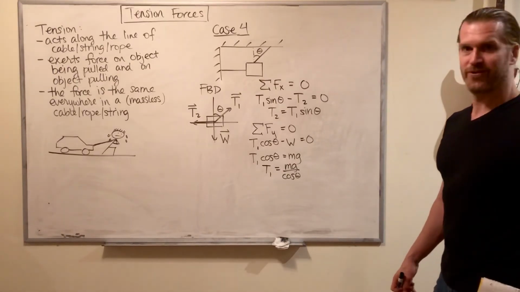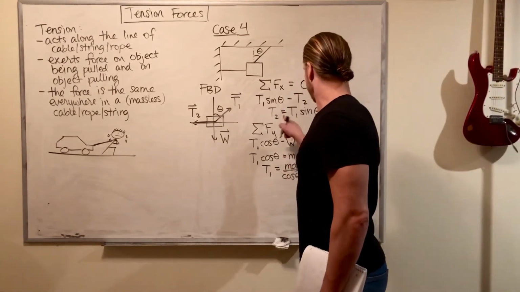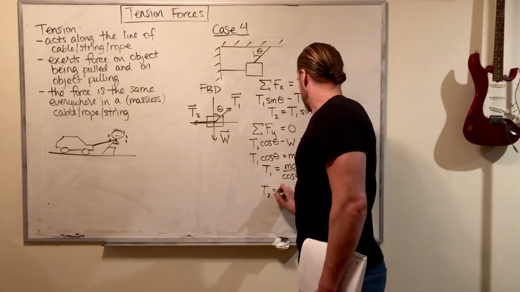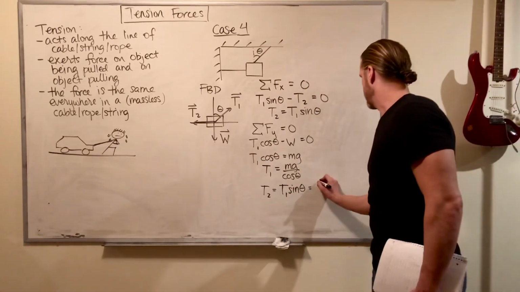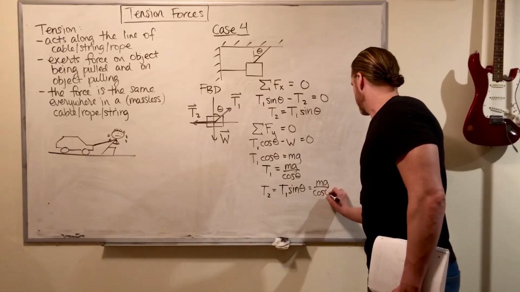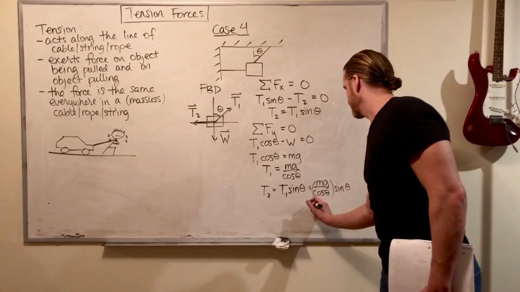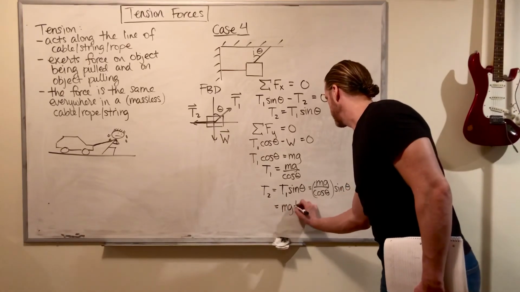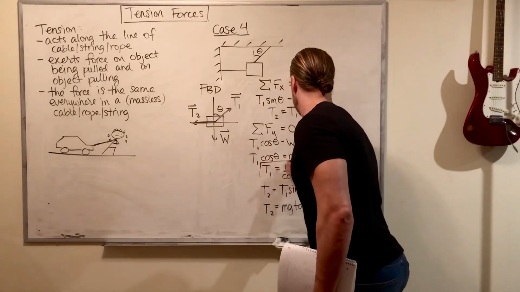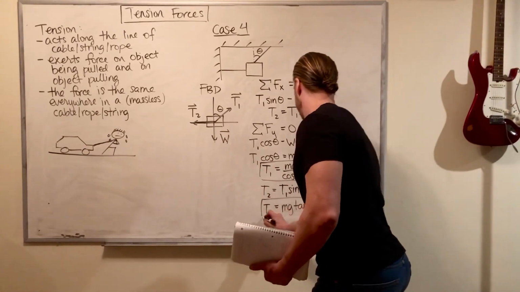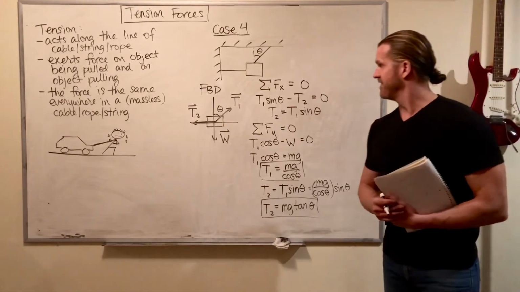And we can also now solve for T2, because T2 equals T1 sine theta, or mg over cos theta sine theta. Sine divided by cosine is tangent, so T2 equals mg tan theta. All right, and that's how you analyze that problem.